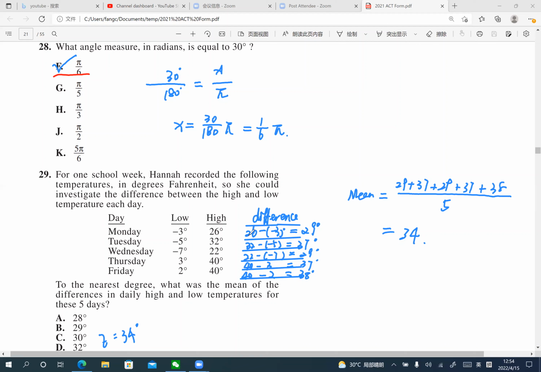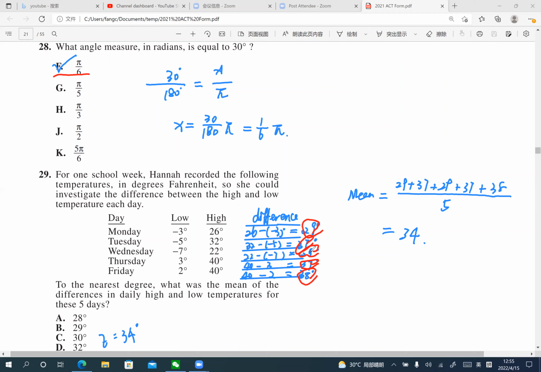The first one, 26 minus -3, which is 29 degrees. The second, 32 minus -5, 37 degrees. The third, 22 minus -7, 29 degrees. The fourth, 40 degrees minus 3 degrees is 37. The fifth, 40 degrees minus 2 is 38 degrees.